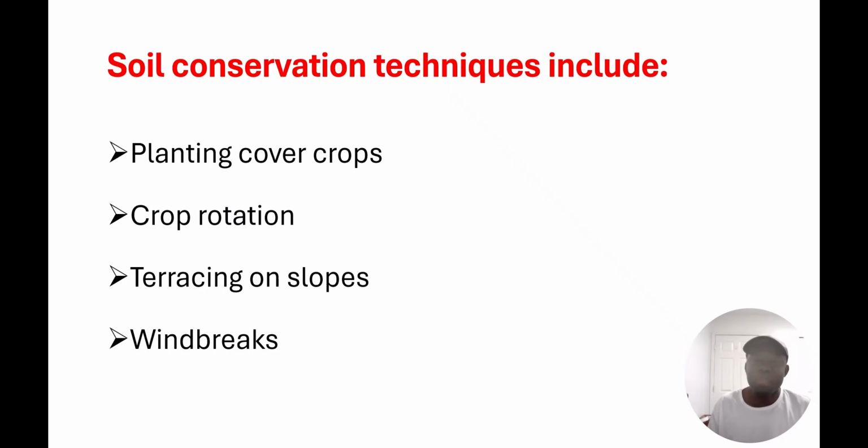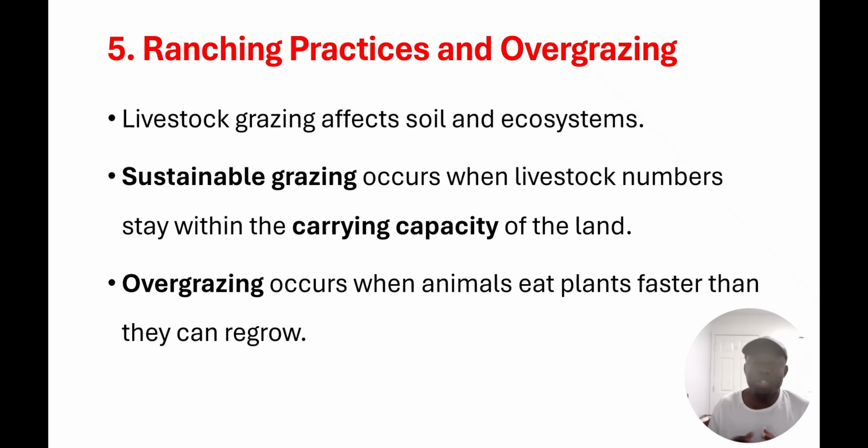Now, what are soil conservation techniques? I have listed these for you to go through. We have cover planting, crop rotation, terrace planting, and windbreak. We've explained this in class already. These are some key points to conserve the soil. You must cover it from erosion, practice crop rotation, which I taught you already, terrace planting, and windbreak, something to block a lot of wind from taking the surface soil away. Ranching, overgrazing: we have talked about grazing already. It's just animals overgrazing on the soil, exposing the soil by reducing surface plants.